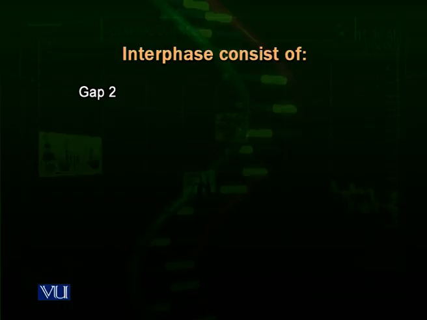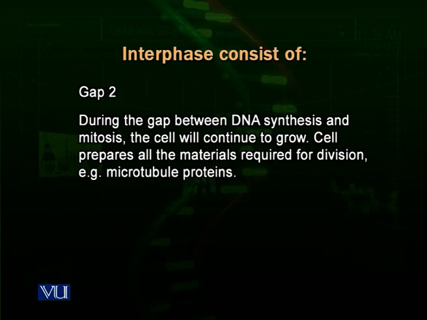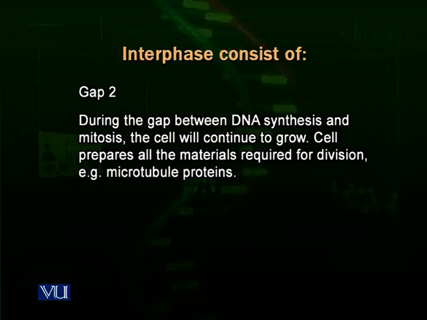Now comes the G2 or gap 2. In this phase, the cell again continues increasing its size, that is, it grows. And as we know, after the gap 2 phase, the phase which is coming is mitosis or the division phase. So in the gap 2 phase, the cell collects all those materials which are required for division.